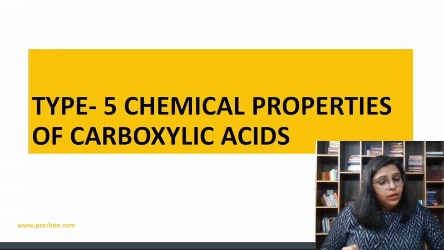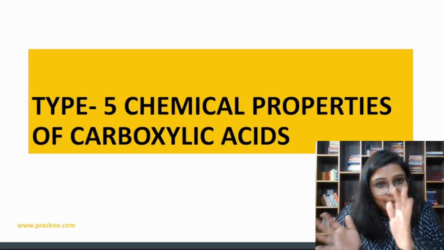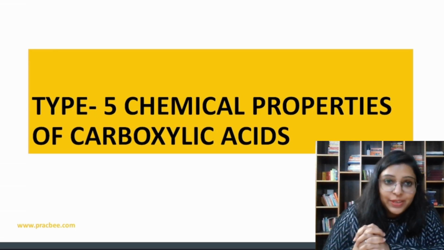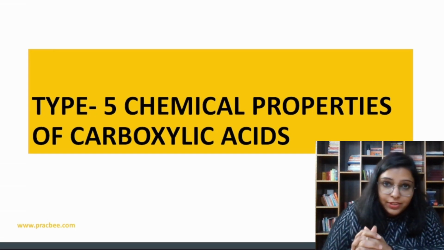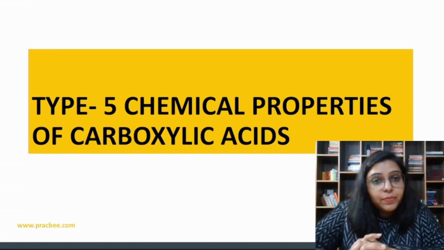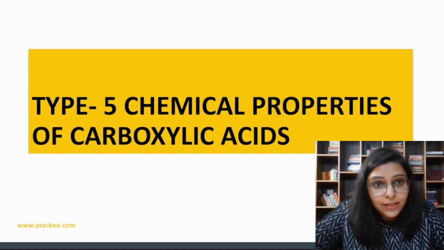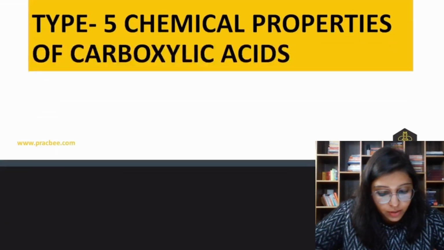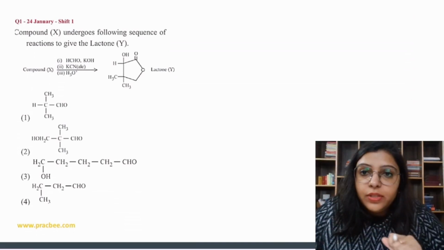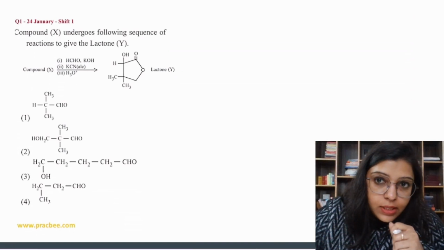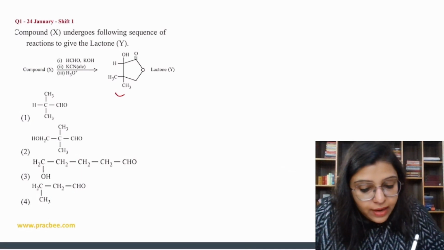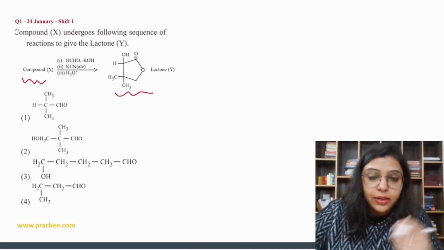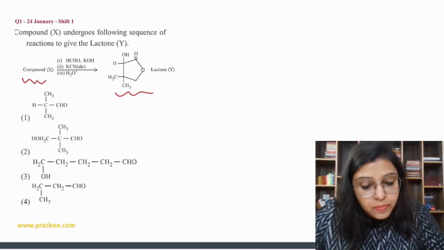Now, we have completed so many questions on the basis of chemical properties of carbonyl compound. Now we are going to do questions on the basis of chemical properties of carboxylic acids. Okay, so let's do the question number 1. Question says compound X undergoes following sequence of reaction to give the lactone Y. Okay. Now we have the product and we have to find out the reactant. It means we have to do the reaction from backwards.